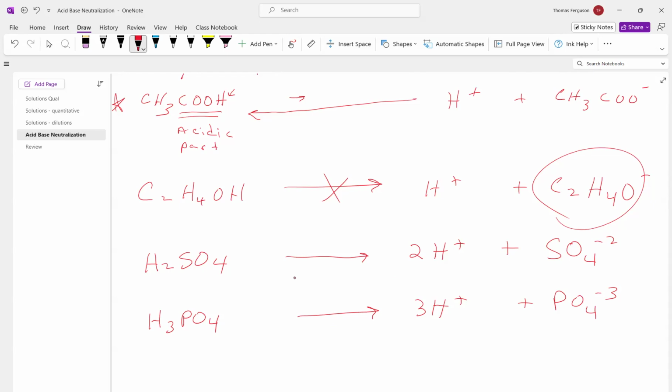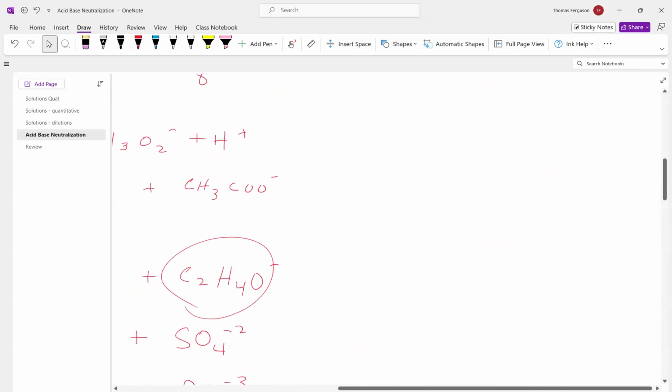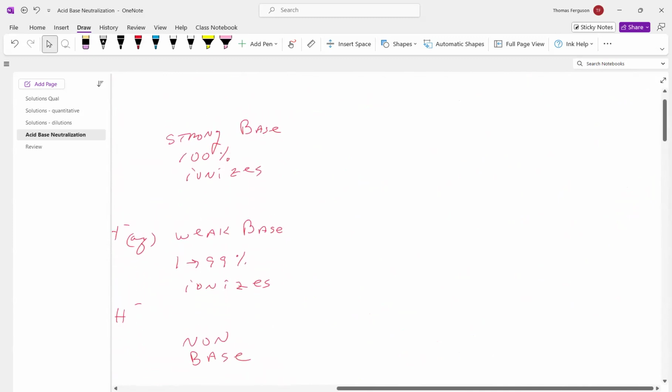Okay, so that's what an acid is. Now, there's an interesting molecule that some of you have heard of.